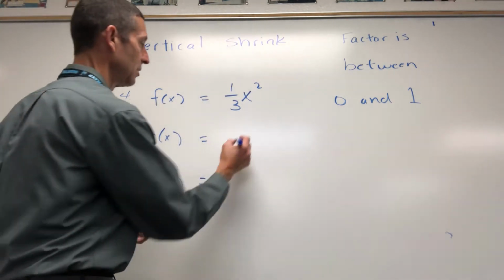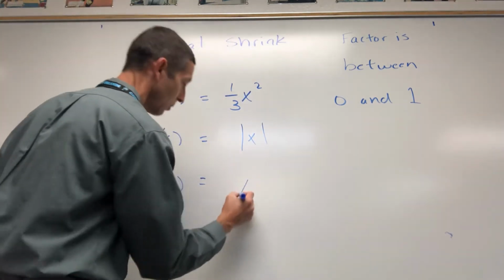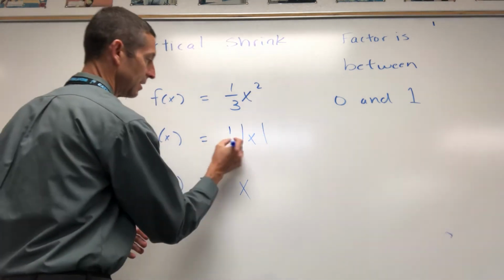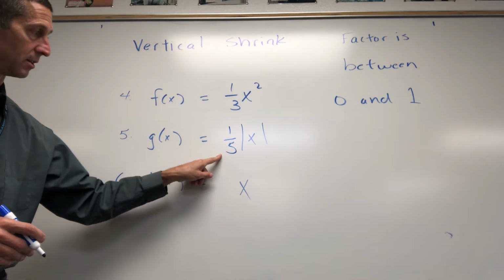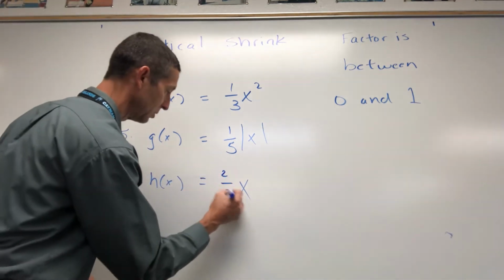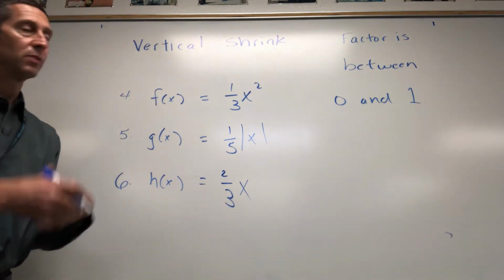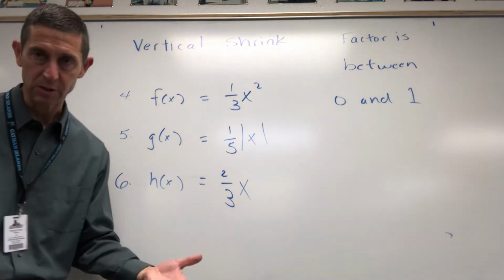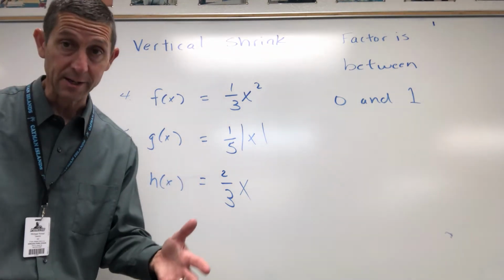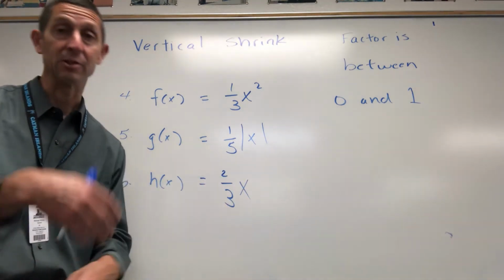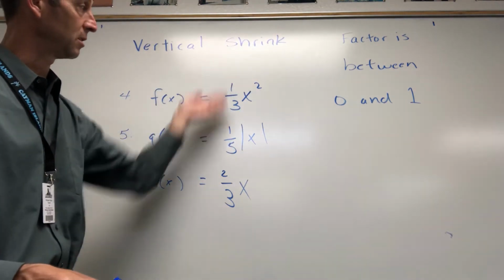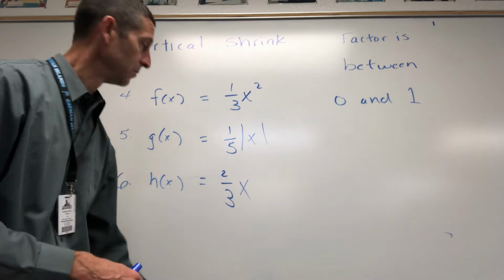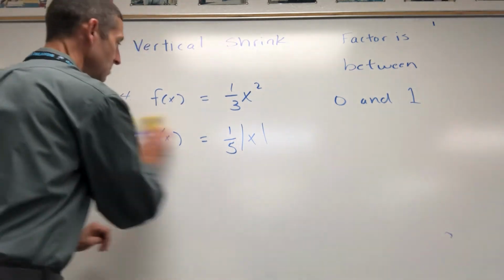And same thing if you have absolute value or y equals x. If it's between 0 and 1, it's a shrink. So maybe we have 2/3 x. So this is how you classify it. This is how you describe them on today's assignment: graph the parent function, graph the regular function, then describe vertical shrink or vertical stretch. All right, let's do some graphs.